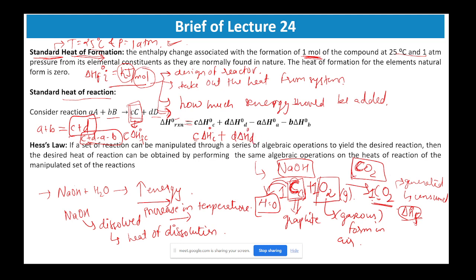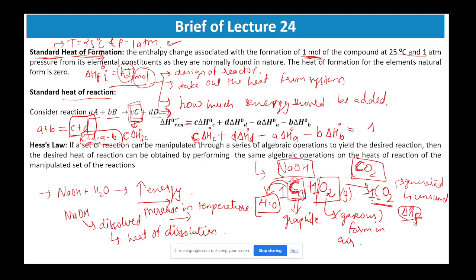Now these are to be added, because this much amount of energy will be produced during the reaction, because C and D are produced with this many moles. Now since A and B are consumed, the energy that will be disappearing from the system will be nothing but a into delta H A naught, and similarly B will also be consumed, so b into delta H B naught will be consumed.